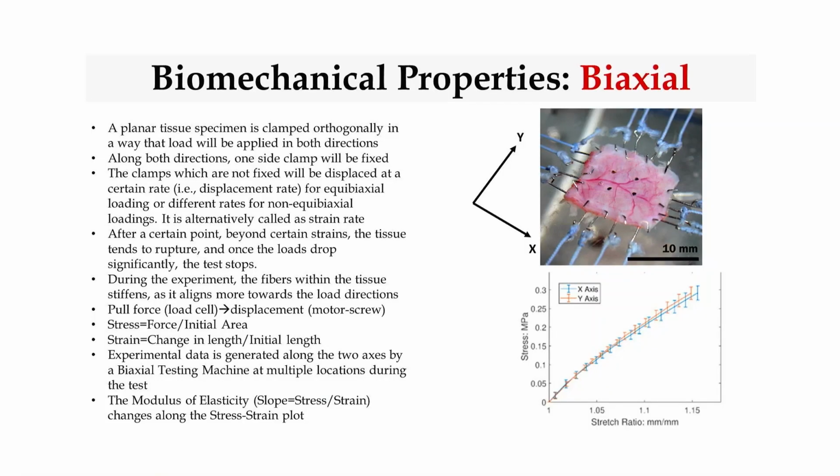During the experiments, very similar to what happened in the uniaxial tests, the fibers within the tissue stiffen and align more towards the load directions. If the fiber is somewhere in between, it will try to align towards one of the load directions, or if there are multiple layers of fibers like I described for several soft tissues, they are going to find their own direction which is the best path, and organize themselves along that direction, and that will cause the overall soft tissue response to stiffen or go up, right?